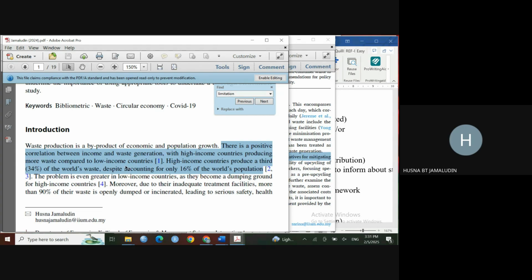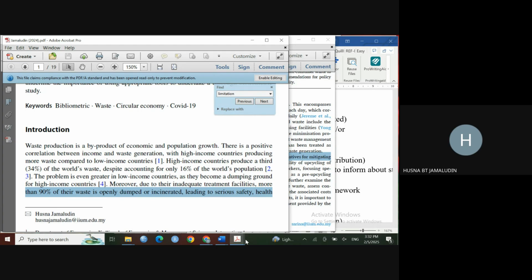Now you already mentioned the general statement about high income countries and how much waste they are producing. Then you want to relate it to low income countries. You are saying that the problem is even greater in low income countries because they become a dumping ground for high income countries. So what happened? You have to be specific. More than 90% of their waste is openly dumped, and so on. Can you see that in all papers you have to have a problem statement? Without a problem, there is no valid justification for you to conduct a study.